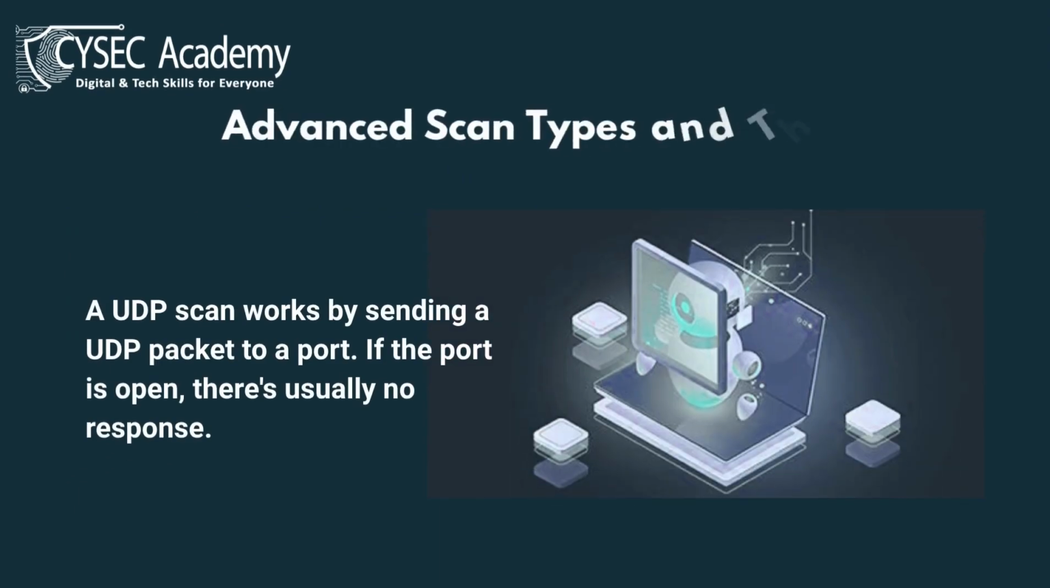5. UDP scan. UDP is a connectionless protocol. A UDP scan works by sending a UDP packet to a port. If the port is open, there's usually no response. If the port is closed, the target machine will send back an ICMP port unreachable message. This makes UDP scans slower and less reliable, but necessary for services like DNS and DHCP that run on UDP.